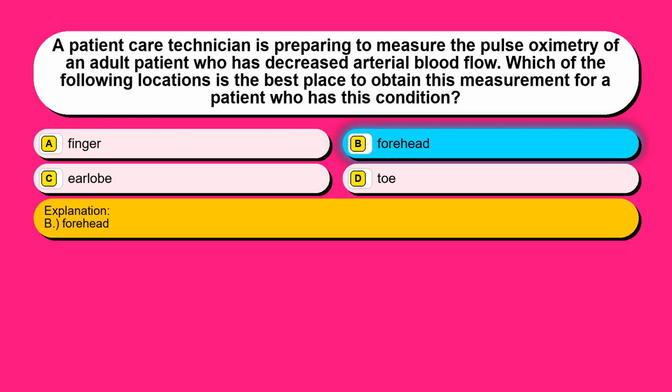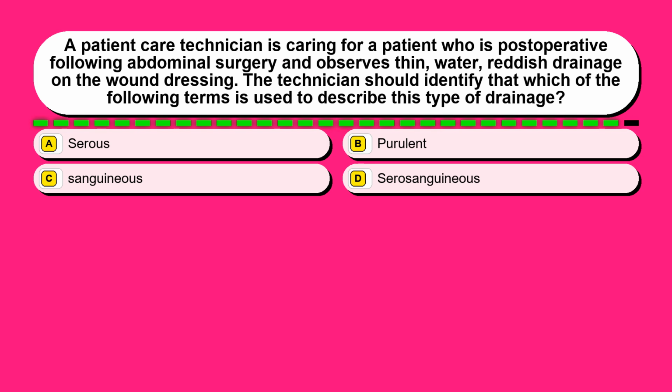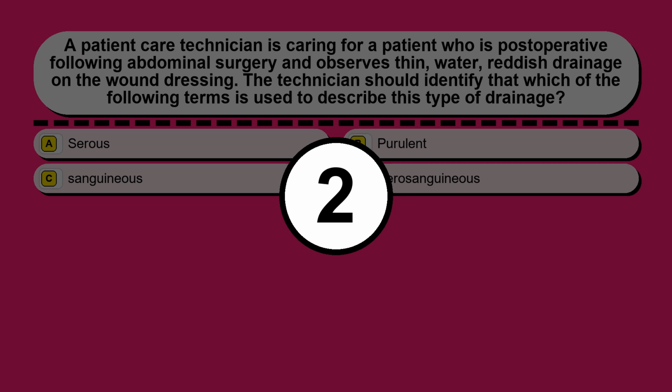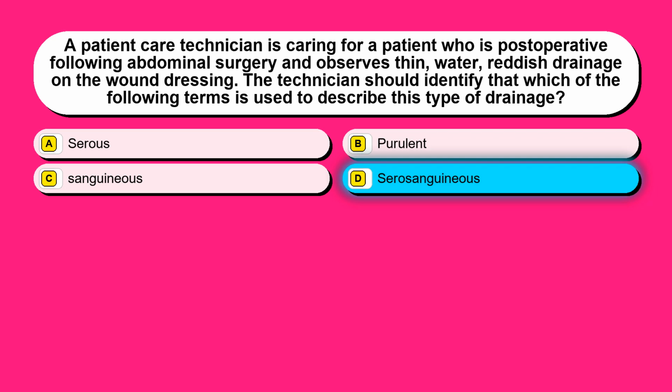Question 48. A patient care technician is caring for a patient who is postoperative following abdominal surgery and observes thin, watery, reddish drainage on the wound dressing. The technician should identify that which of the following terms is used to describe this type of drainage. Option A, serous. Option B, purulent. Option C, sanguineous. Option D, serosanguineous. The correct answer is option D, serosanguineous.